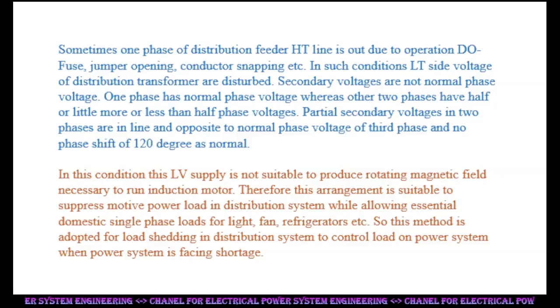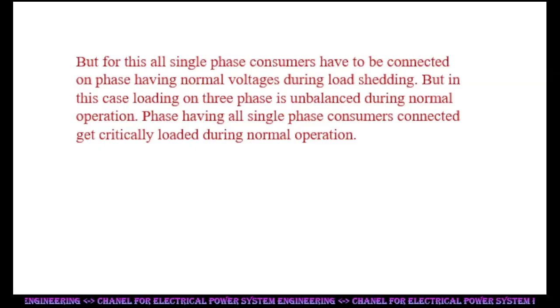light, fan, refrigerators, etc. So this method is adopted for load shedding in the distribution system to control load on the power system when the power system is facing shortage. But for this, all single-phase consumers have to be connected on the phase having normal voltage during load shedding.